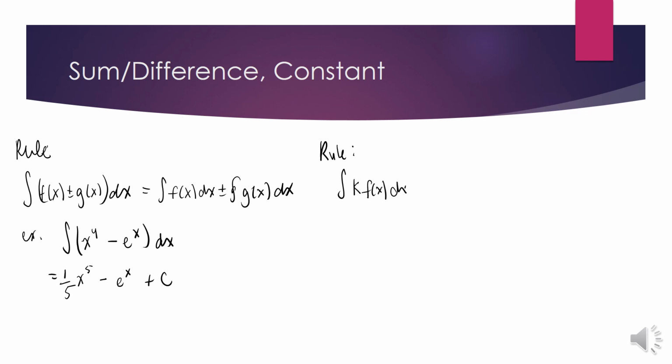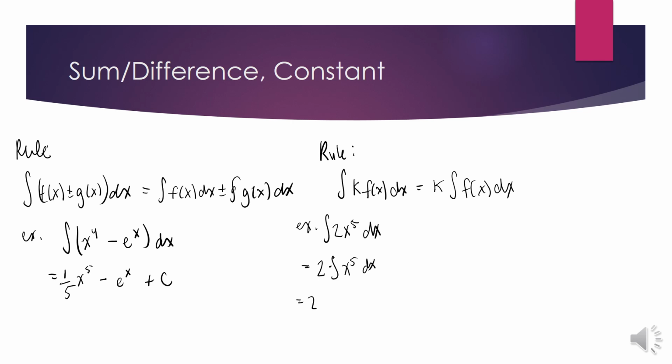So the constant multiple rule is if you have a constant times a function. If you remember with derivatives, you just kind of brought the constant along. So I'm going to do the same thing here. Just keep that constant and then take the antiderivative. So for example, let's do 2x to the fifth. So the 2 gets dragged along. So 2 times the antiderivative of x to the fifth.